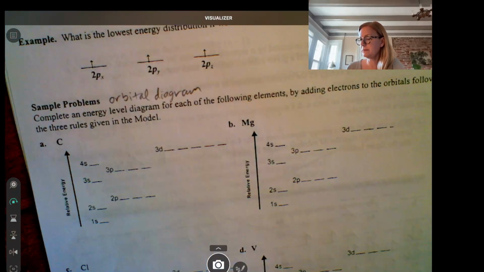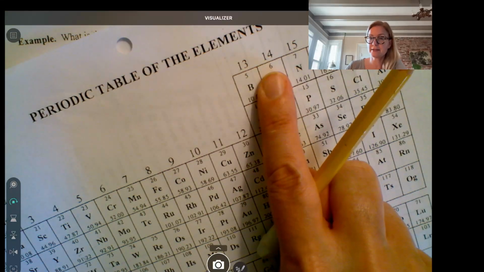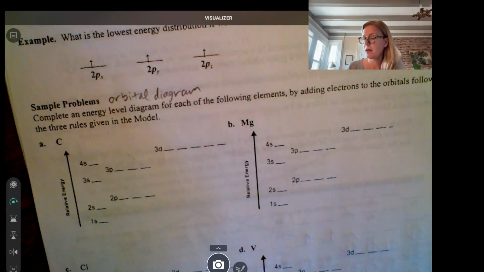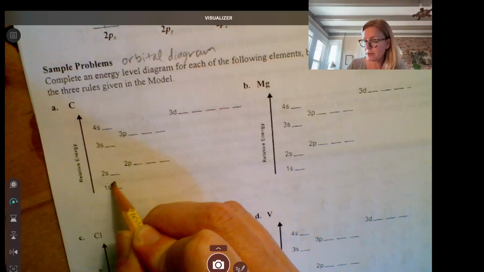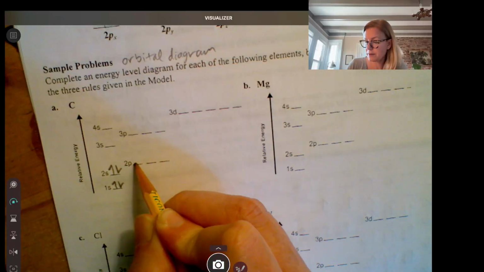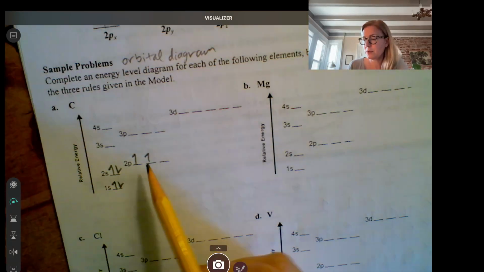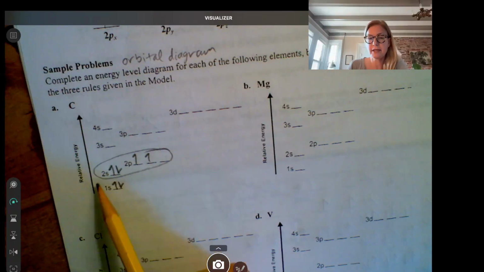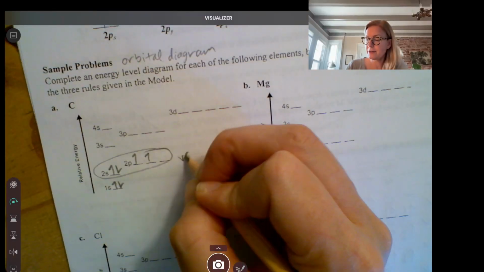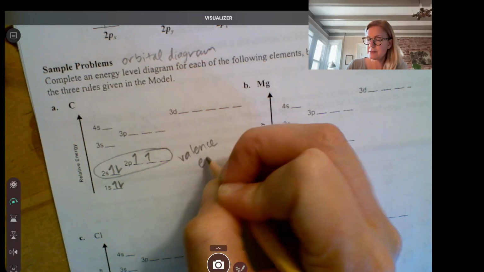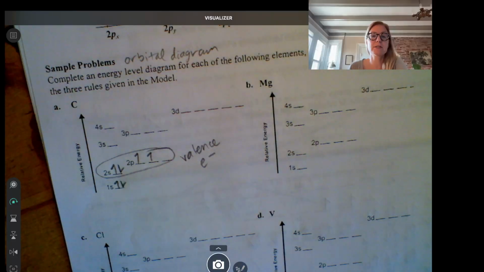So carbon, if you look on your periodic table, it has 6 electrons total, okay? So we start at the bottom, 1, 2, 3, 4, 5, 6, and we are done, okay? The outermost electrons, I'm going to have you circle them, okay? These electrons in the second energy level are the valence electrons, okay? Those are the electrons in the outermost occupied energy level.